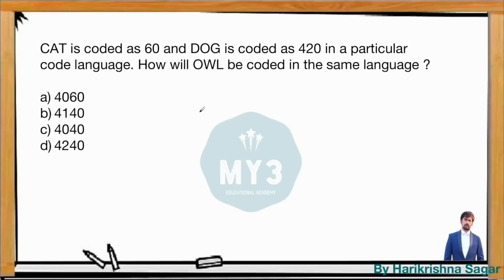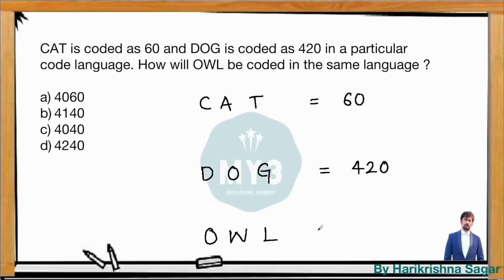So then final question, cat is coded as 60, dog is coded as 420. In the similar way, owl is coded as what? So just observe, cat is coded as 60. What is the reason? Just think of dog is coded as 420. Then owl is coded as what?